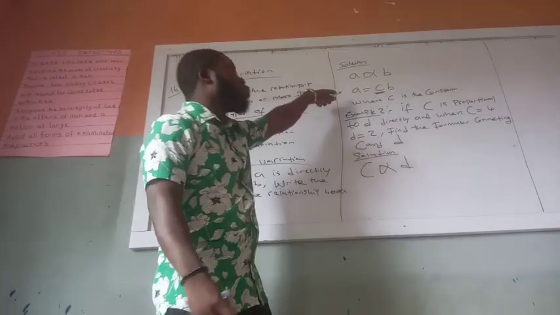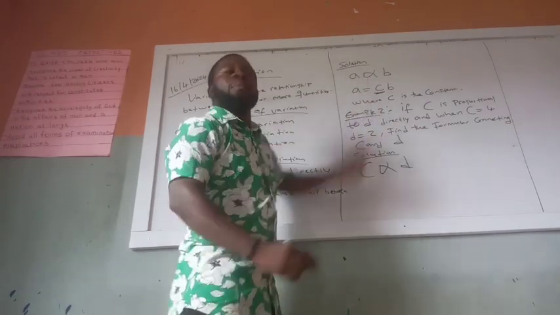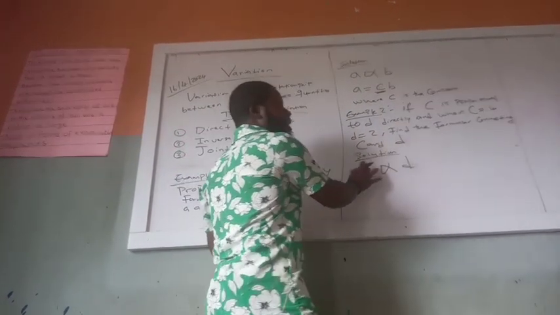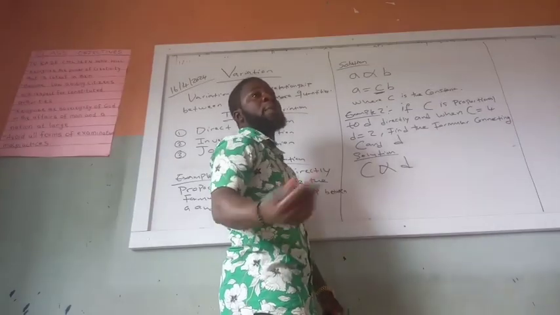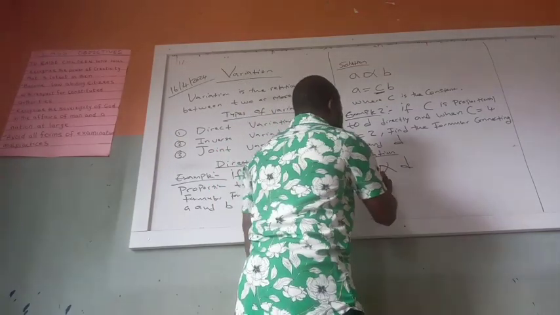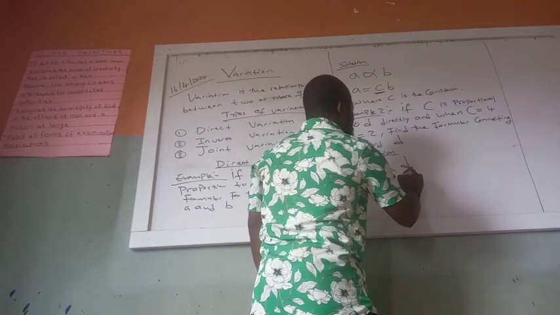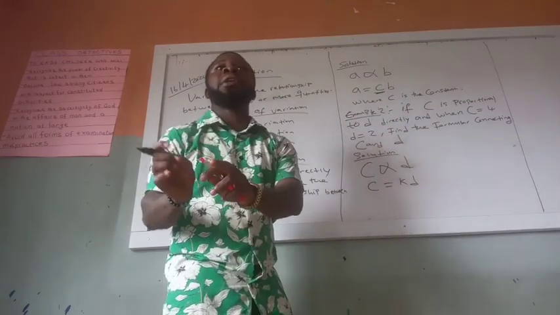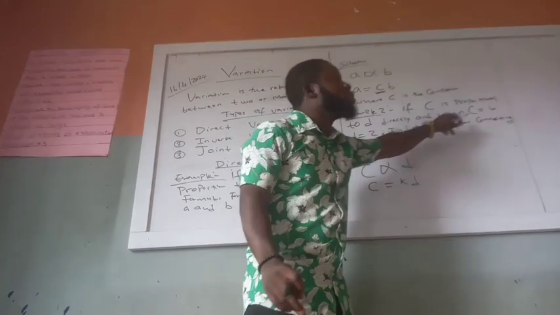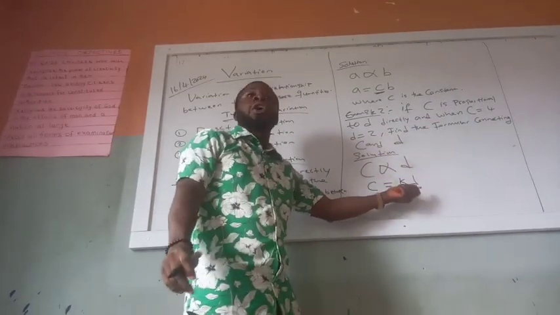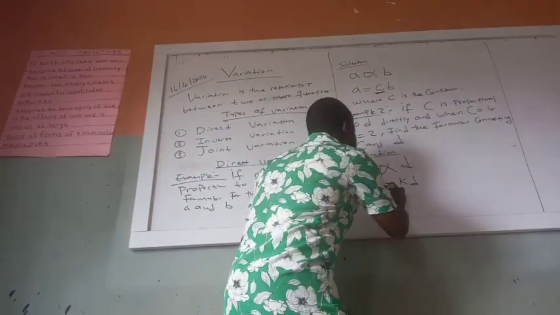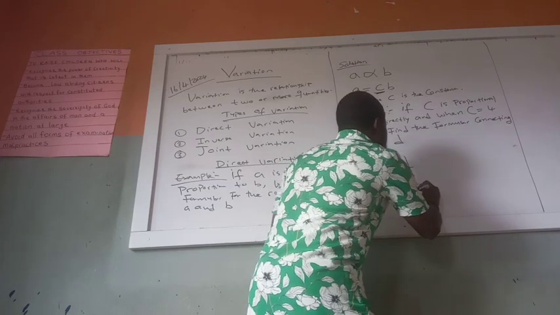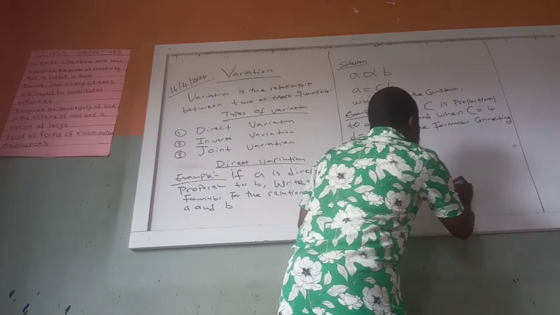Then from here we go to the second step. But this time around, you know there's C here, so I cannot use C. So let me use K as my constant. So I will have C equals KD. Now, the next step, which I was talking about before, is when you are given the values of C and D, so that you can get your constant. So let's say where K is the constant.